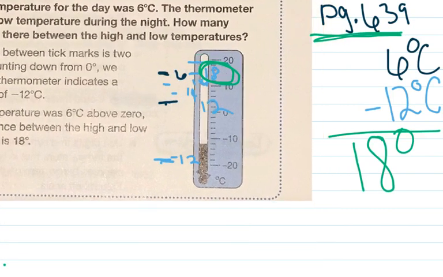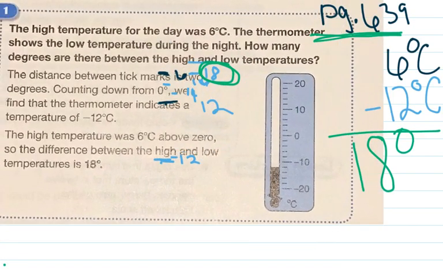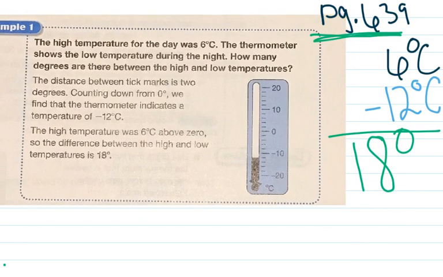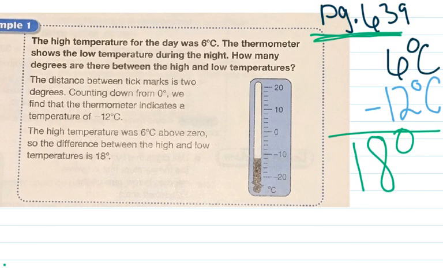Let's go back and make sure that our numbers are right. Okay? I'm going to erase that. That way we can see it. And we're exactly right. Okay? It says that the final difference between 6 degrees Celsius and negative 12 degrees Celsius is 18 degrees.